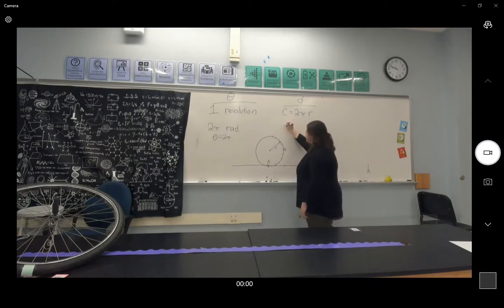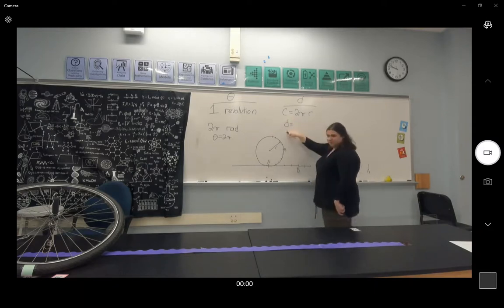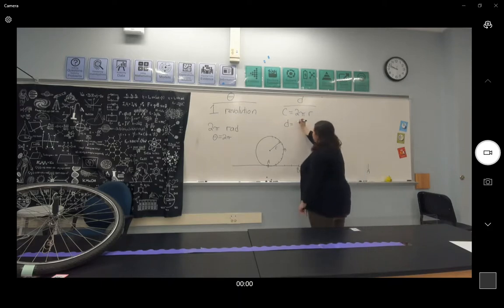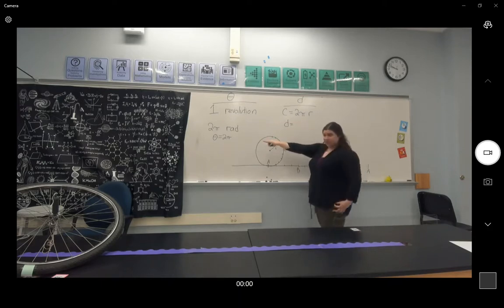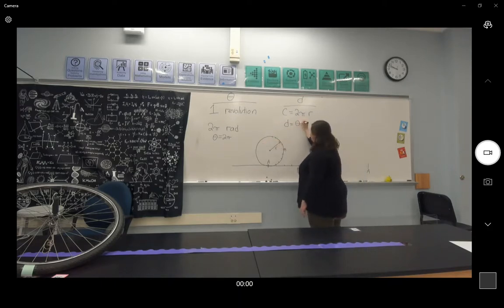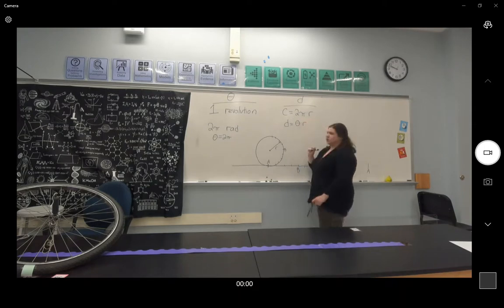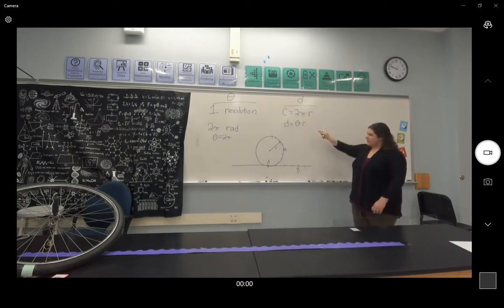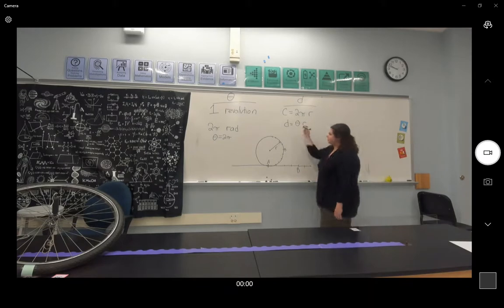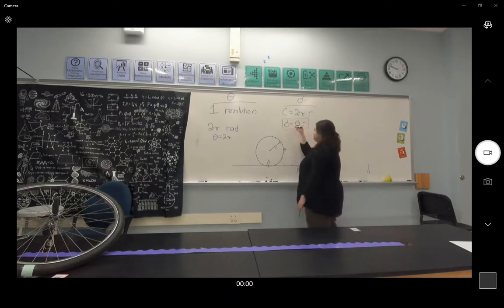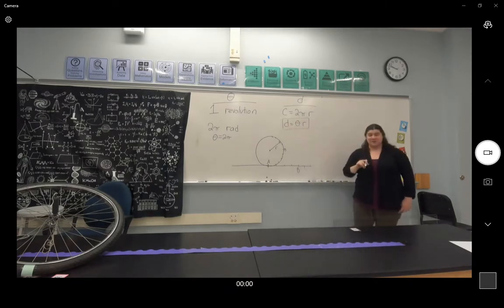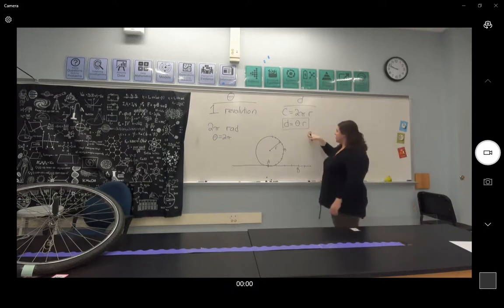Our circumference, our distance traveled, the linear distance of this object, is going to be our angular displacement theta, 2 pi, times the outer radius of the circle. This equation here, distance equals angular displacement times the radius, should look familiar because this is our translation from angular to translational or linear motion.